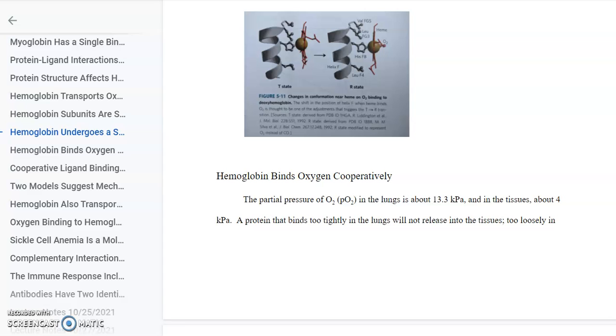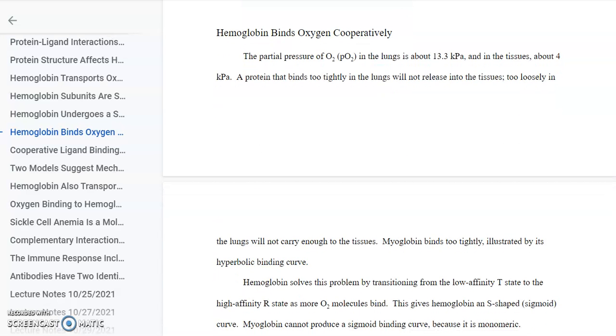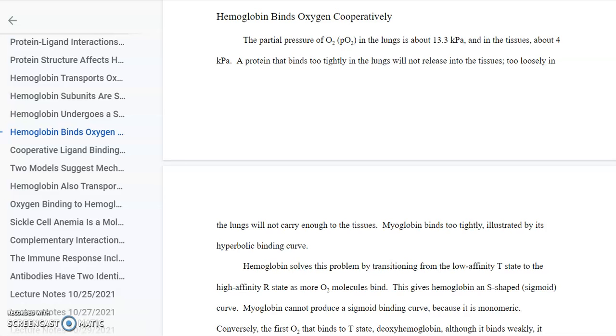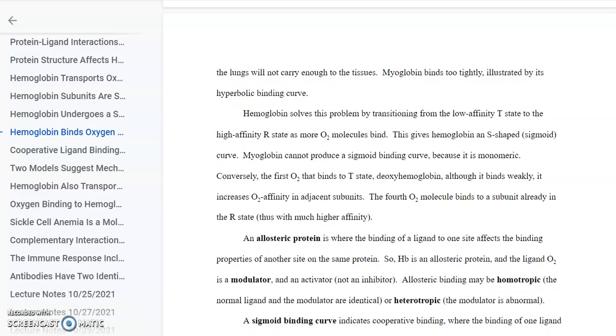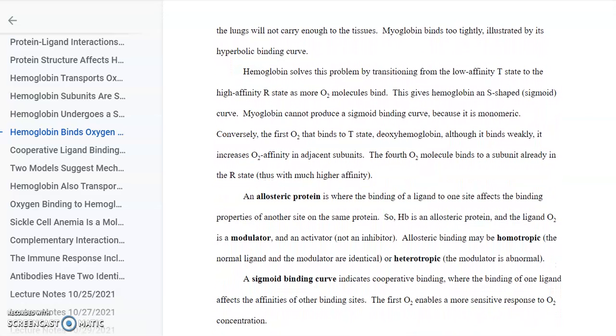Hemoglobin binds oxygen cooperatively. The partial pressure of O2, PO2, in the lungs is about 13.3 kilopascal, and in the tissues about 4 kilopascal. A protein that binds too tightly in the lungs will not release into the tissues. Too loosely in the lungs will not carry enough to the tissues. Myoglobin binds too tightly, illustrated by its hyperbolic binding curve.